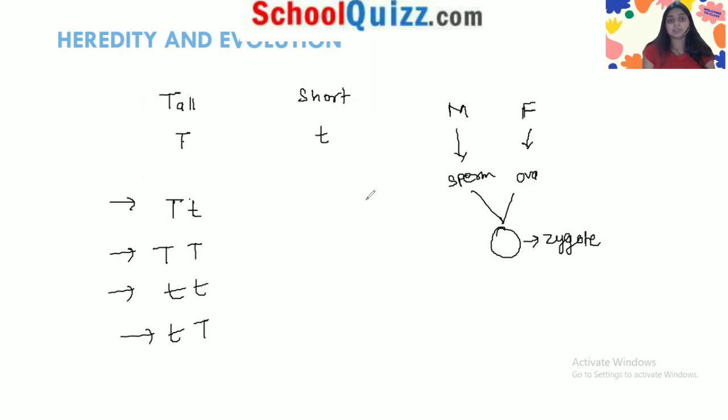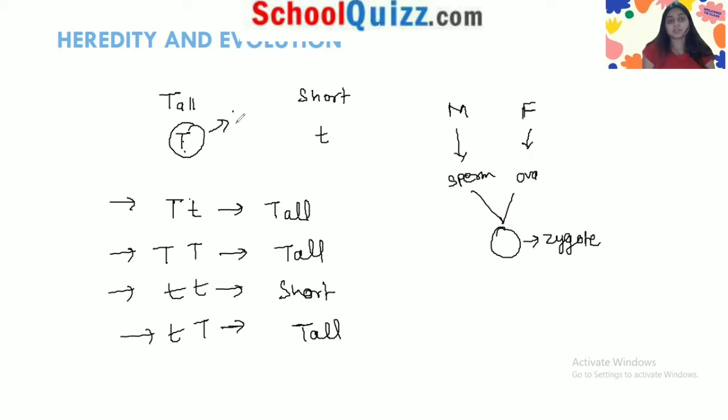Okay, when these two combine, here you can see when tall and short combine, the result will always be tall. When tall and tall combine, the result is always tall. When short and short combine, it will be short, obviously. And when tall and short combine, the result will be tall. So here you can see the capital T is the dominating character.